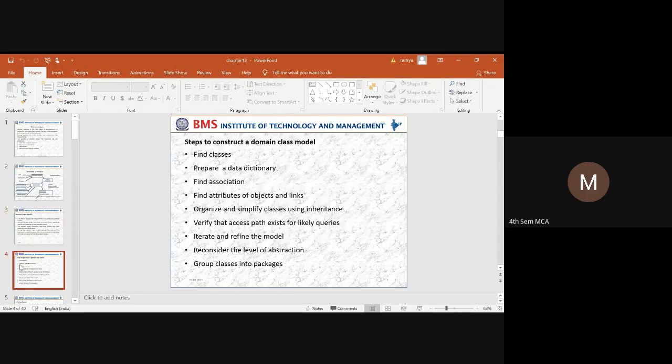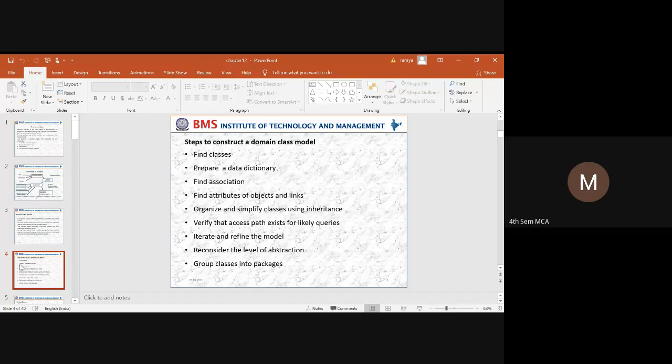To construct a class model, we need to have steps. So how do we construct a class model? You may get a question like this: describe the steps to construct a class model. That is how the question can be given in your external examination.